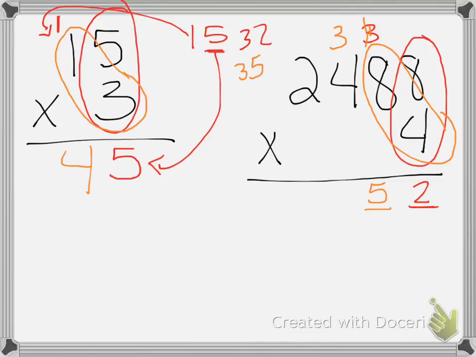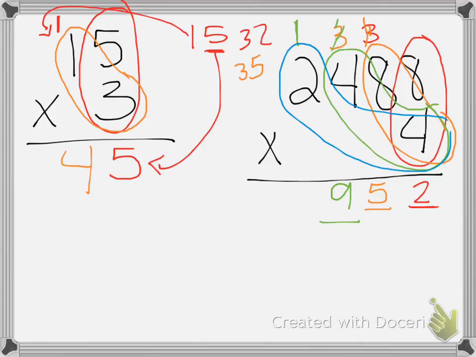Step 3 is your 4 times your 100s. So 4 times 4 is 16, plus my 3 at the top: 16, 17, 18, 19. Again, my 9 has to go in my 100s spot, and I carry my 1. Now I have to do my 4 times 2, so my 4 times my 1,000s. So 4 times 2 is 8, plus 1 is 9. So 2,488 times 4 is 9,955.